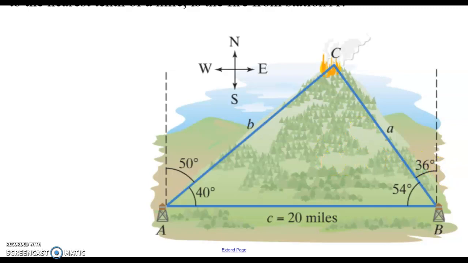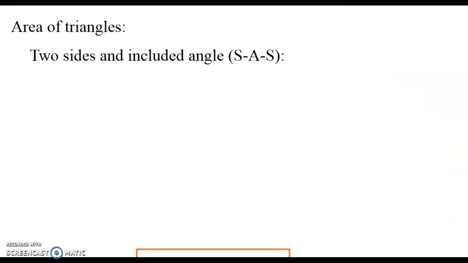Next, we're going to move on to learning another formula today. This is a formula that will help us find the area of triangles using the sine function. We're going to use it when we know two sides and an angle in between those two sides: side, angle, side.